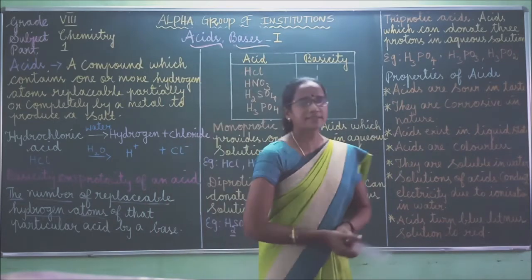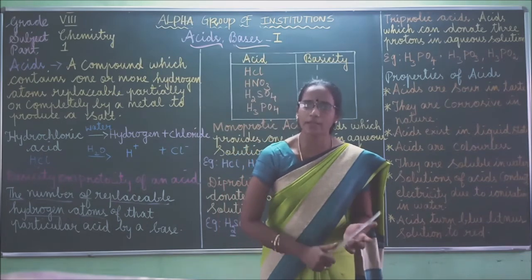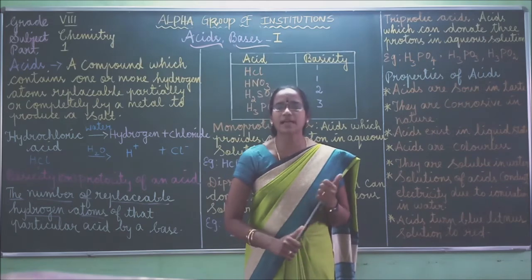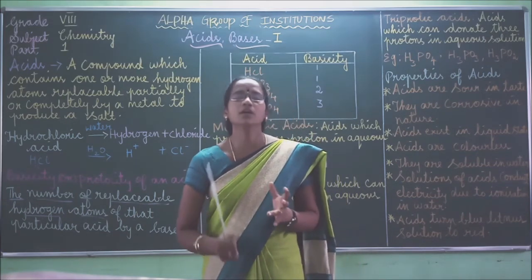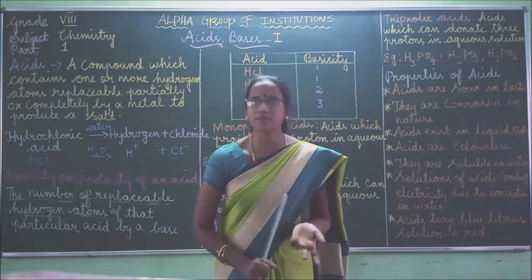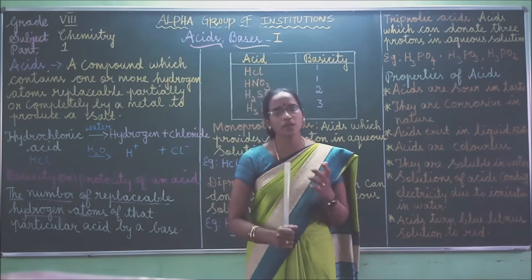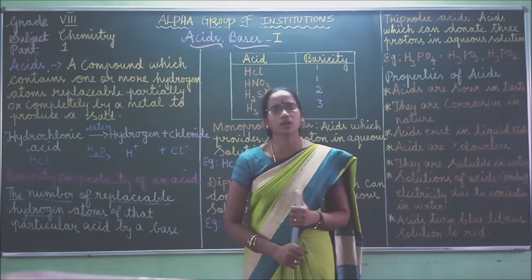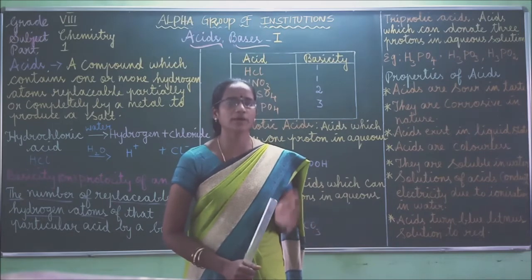So, acids can be classified into 3 types: monoprotic acid, diprotic acid, triprotic acids. Monoprotic acids means acids which donate only 1 proton in aqueous solution. Diprotic means acids which donate 2 protons in aqueous solution, whereas triprotic means acids which donate 3 protons in aqueous solution, then we can call it triprotic or tribasic acids. Got it? Shall we move to the next one?